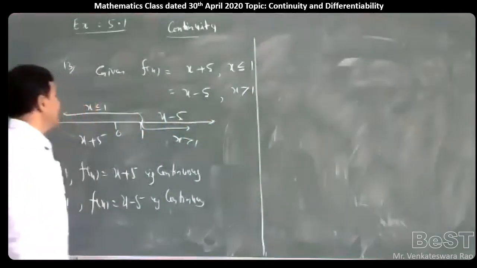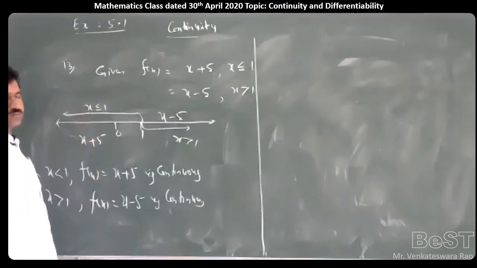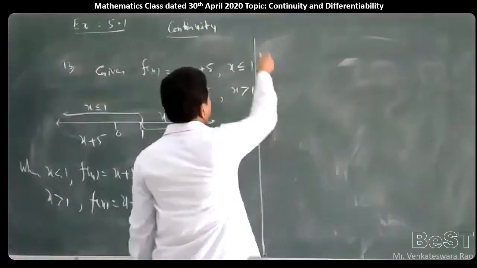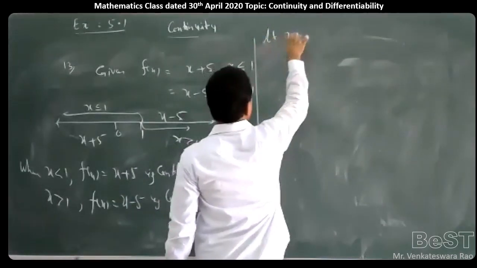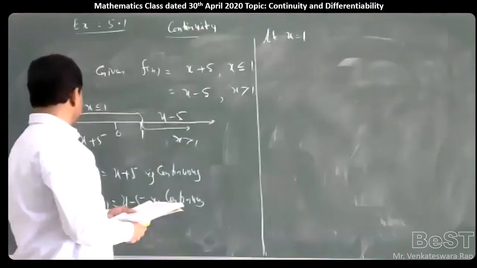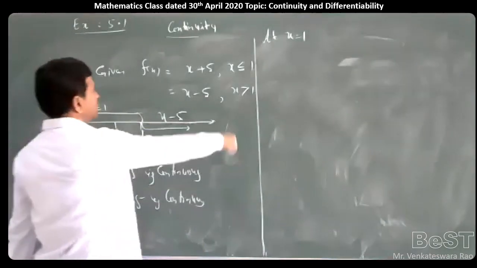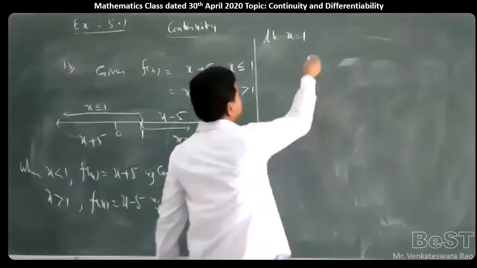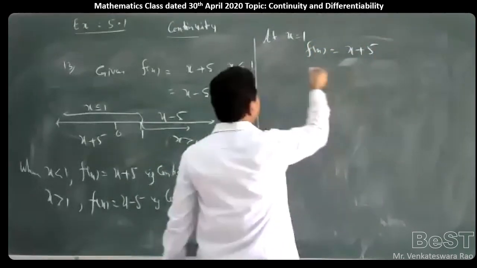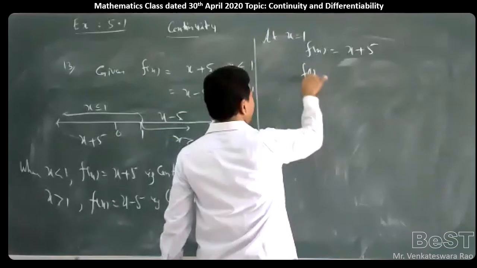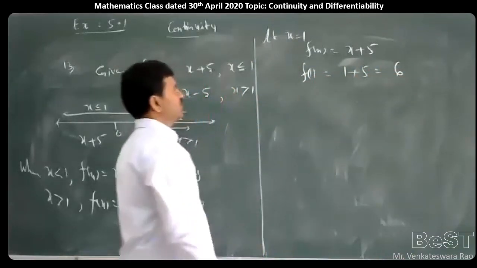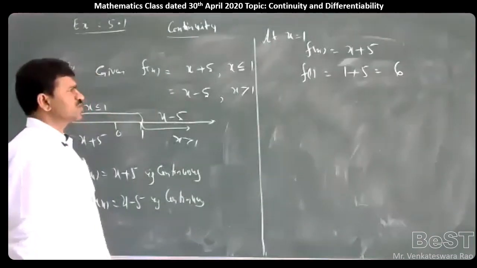Now we'll discuss the continuity at x is equal to 1. At x is equal to 1, what is the f of x function? x plus 5. Find the f of 1 value. f of 1 is equal to 1 plus 5, which is 6. Function value is 6.